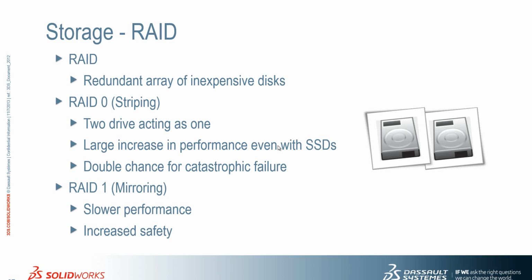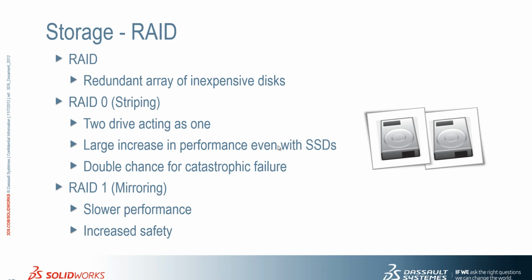Even with SSDs, it's pretty rapid if you have a set of SSD drives in RAID 0, so in striped mode. It does mean there's double the chance of failure though. So if you're in a striped mode like this and one drive dies, so put a hammer through one of them, the other disk is worthless. They work as a pair, so it's double the risk almost.